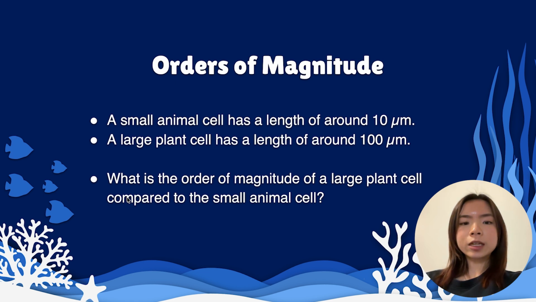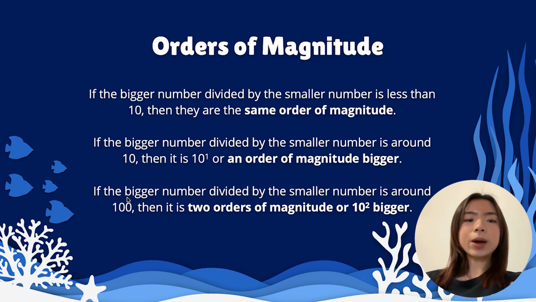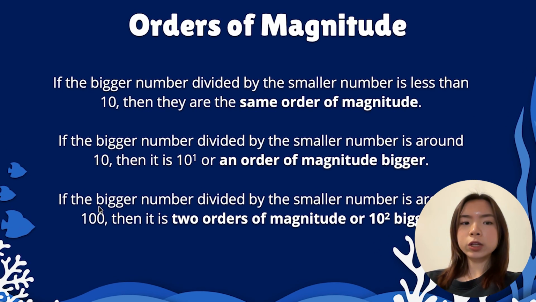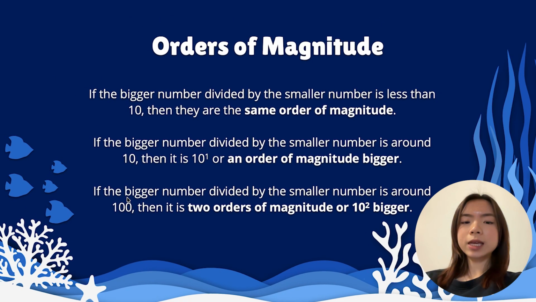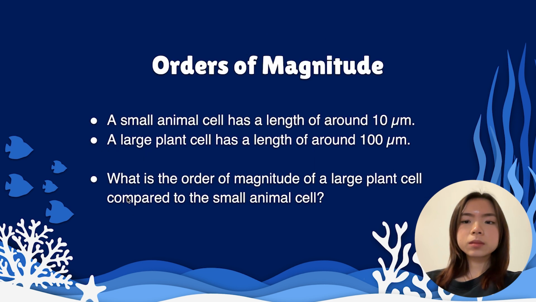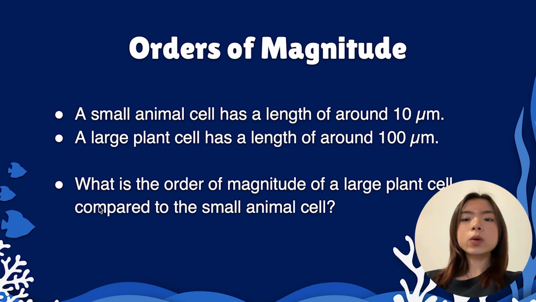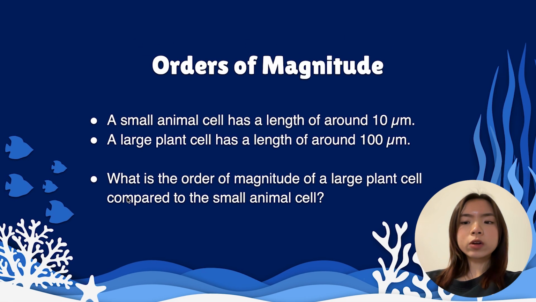So how we calculate this is we take the bigger number, which is 100 here, and we divide it by the smaller number. 100 divided by 10 equals 10. And going back to the notes we've got earlier, if the difference is around 10, then we would say it is 1 order of magnitude bigger. So in this case, the order of magnitude is 1. So a large plant cell is 1 order of magnitude, or 10 to the power of 1, bigger than a small animal cell.